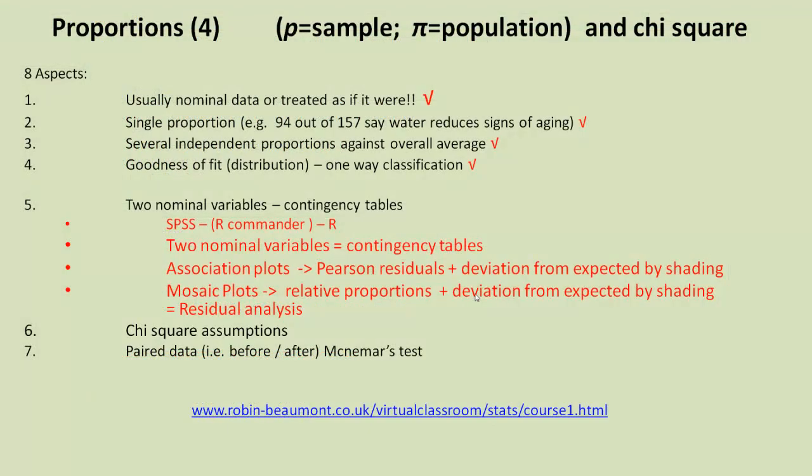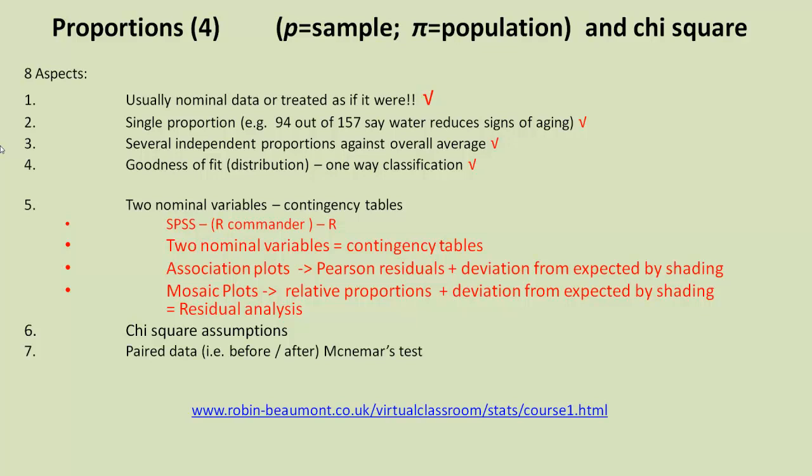So in this 4th YouTube presentation concerning proportions and chi-square, we've got on to the 5th aspect that we're going to consider of our 7 or 8. We've looked at single proportions, we've looked at several independent proportions, we've looked at the goodness of fit approach, and now today we looked at 2 nominal variables and contingency tables. We looked at why they were called contingency tables, and we carried out the analysis in SPSS, R Commander and R. Remember, we had 2 nominal variables, but they might have actually been ordinal variables, and we decided to consider them as nominal data in this instance.